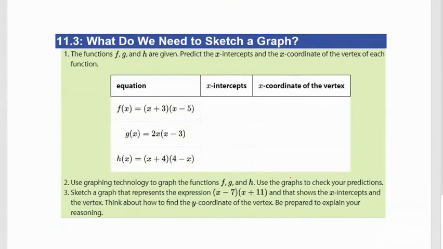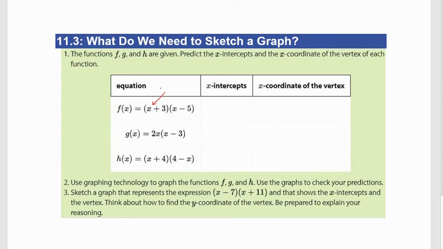Okay, last part. What do you need to sketch a graph? All right, this one's pretty nice. The nice thing about factored form is it goes ahead and shows you what your x-intercepts are. So going back from the previous lesson, what can you plug in here for x to get you 0 there?